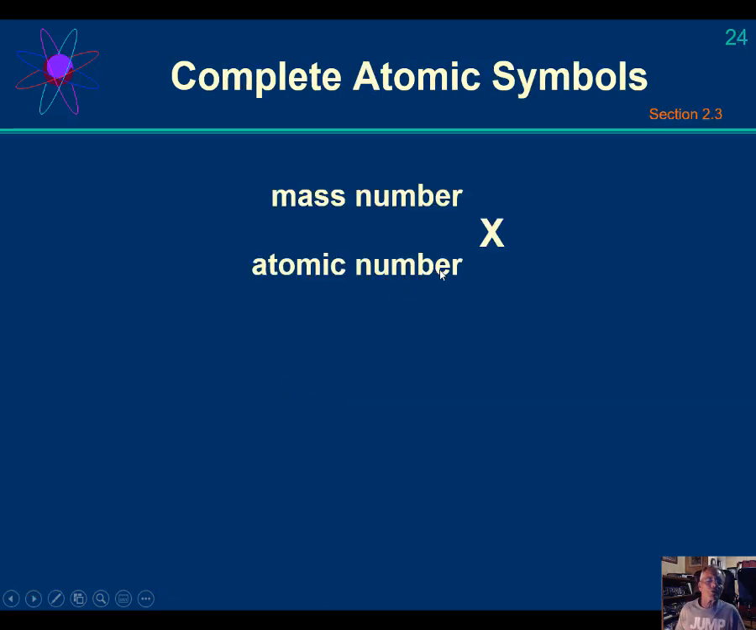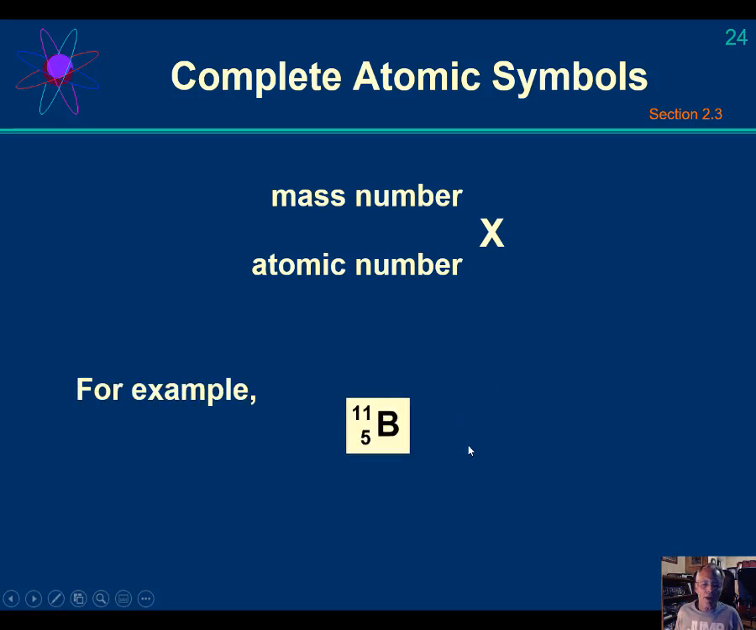Complete atomic symbols. We've got the mass number, so you just take the symbol, whatever it happens to be. This could be calcium, potassium, chlorine, boron, doesn't matter. The mass number, which is the sum of the protons and the neutrons, gives a superscript to the upper left, just like you've seen. The atomic number typically will go as a subscript to the lower left. If there's a charge, you put it up here as a superscript to the upper right.